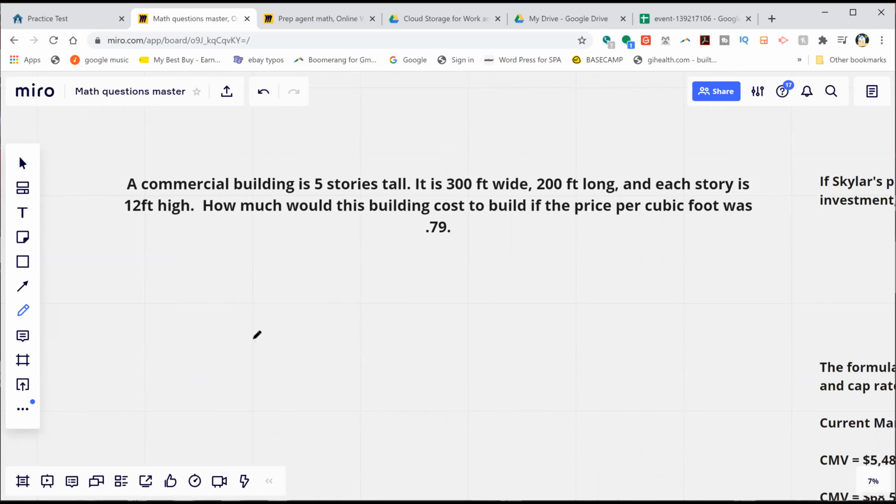So here's what I will tell you. A commercial building is 5 stories tall. It is 300 feet wide and 200 feet long. Each story is 12 feet high. How much would this building cost to build if it were 79 cents per cubic foot?